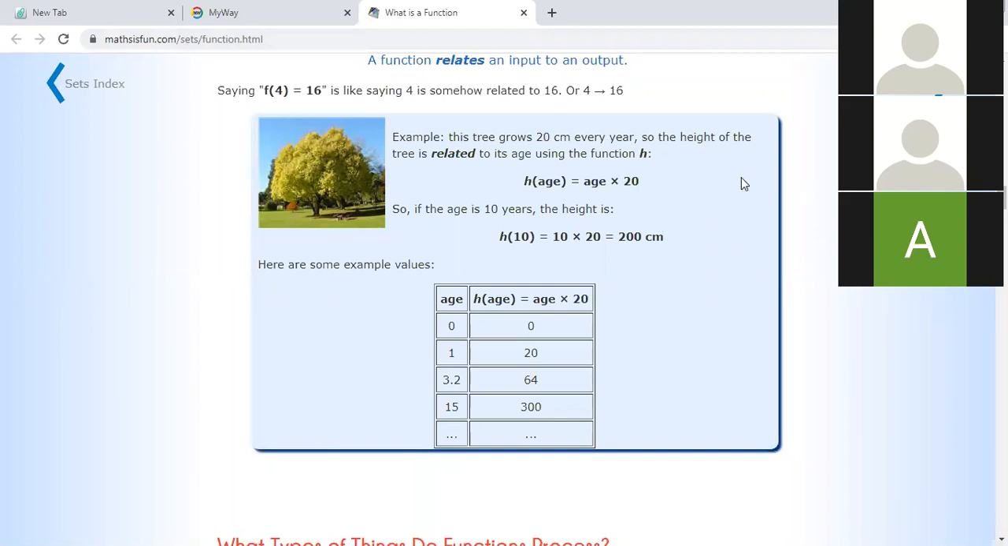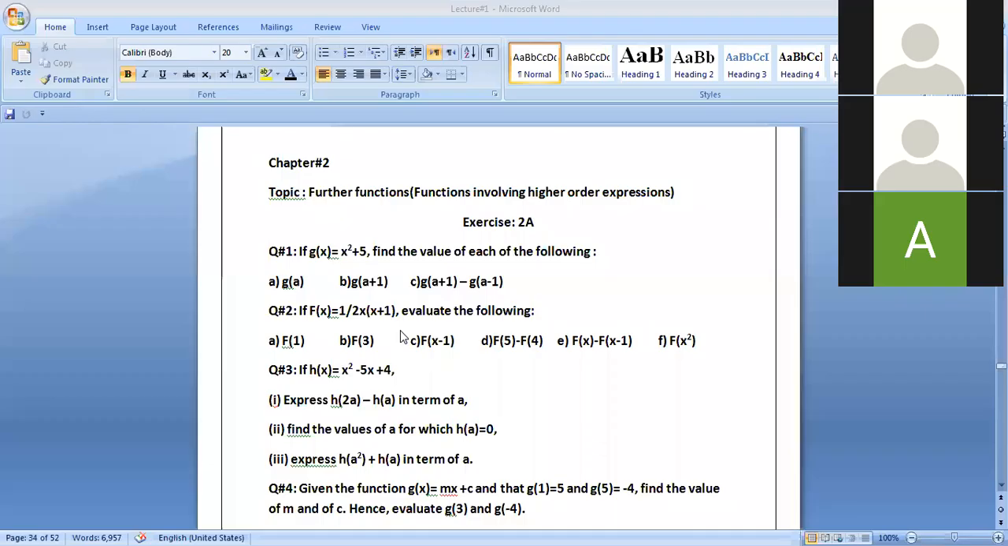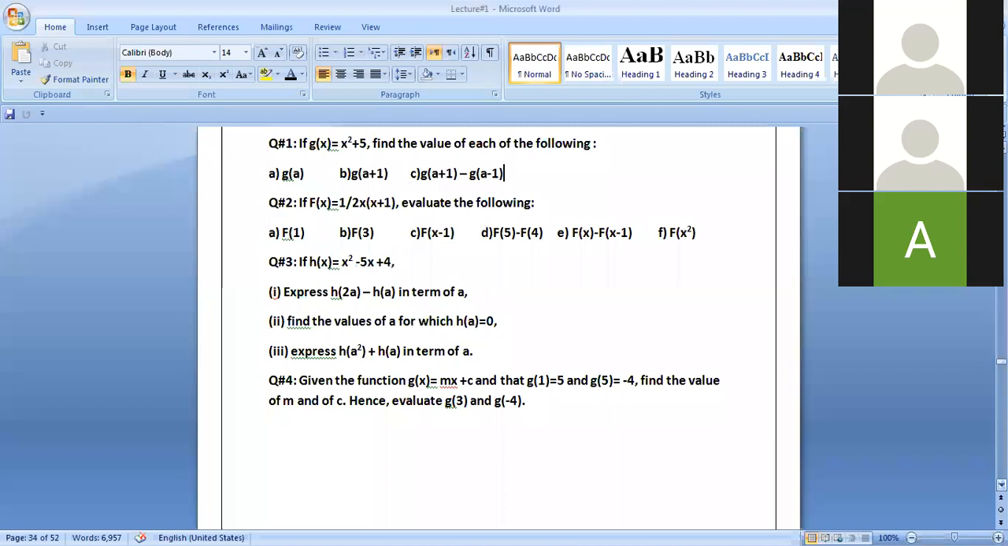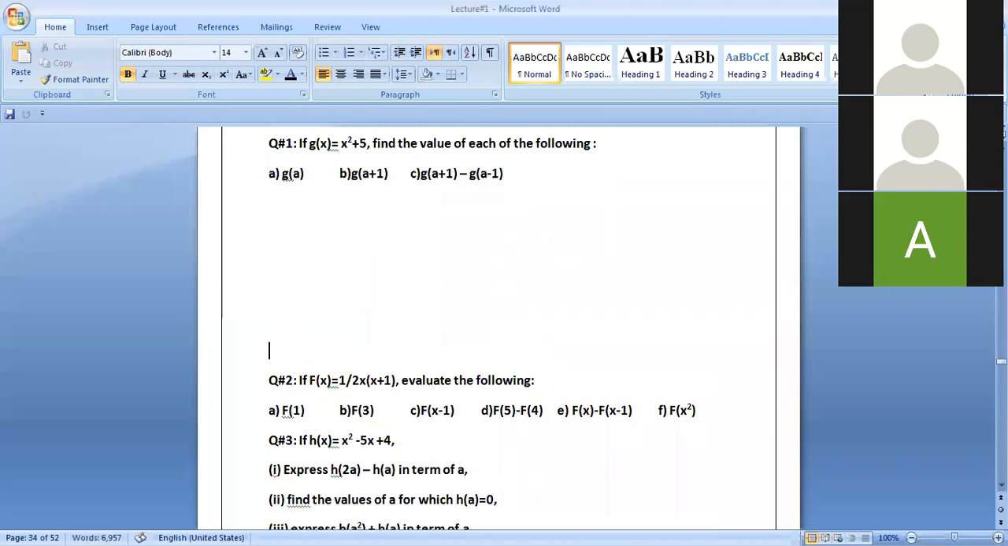Okay, then start to solve exercise 2A. We will solve exercise 2A. Okay, starting. This is our new chapter, and our topic is functions involving higher order expressions. As you can see, the question topics are related, ये बिल्कुल वही है as we started in our class 7. Little bit of difference here we have.